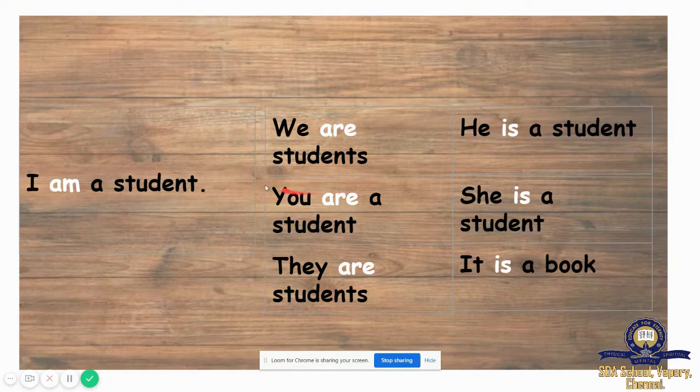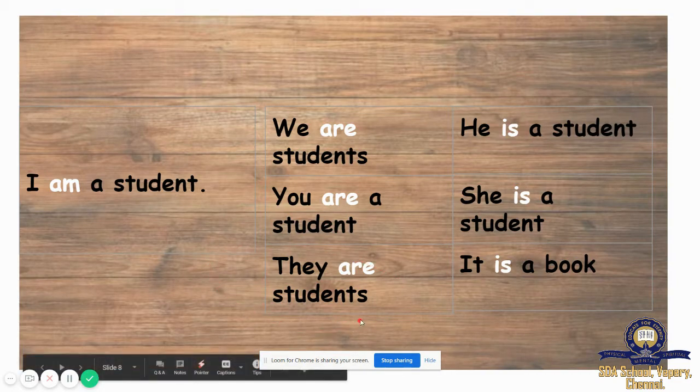Then, we are students. Here, what is the be verb? Are. Yes, very good. You are a student. Are is the be verb. They are students. So, what is the be verb? Are. Yes, very good, children.